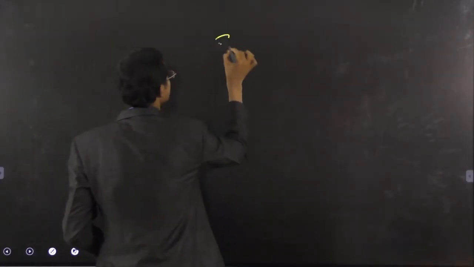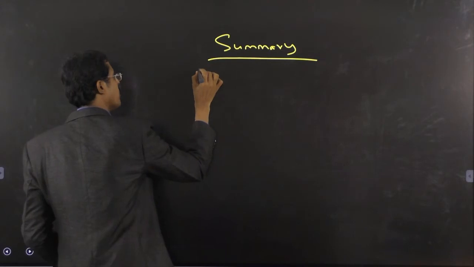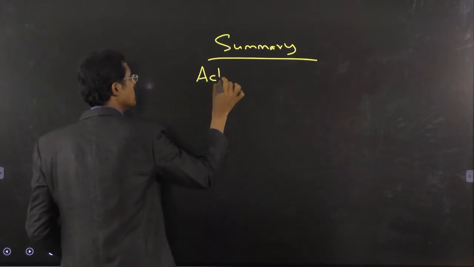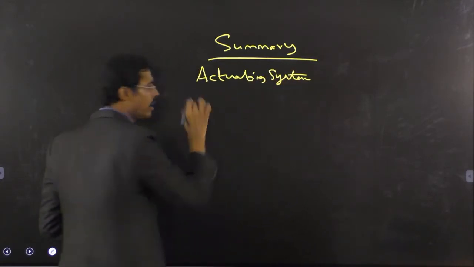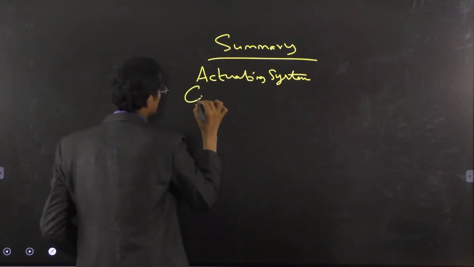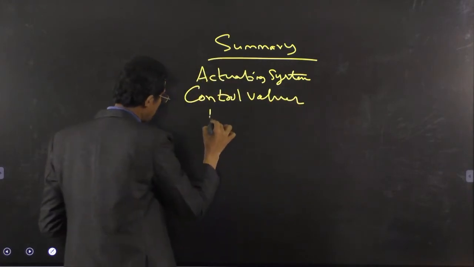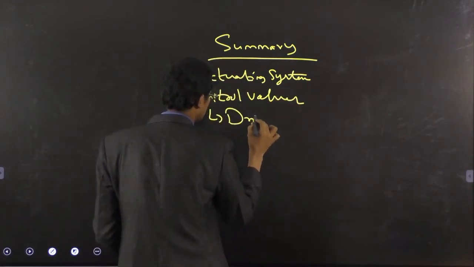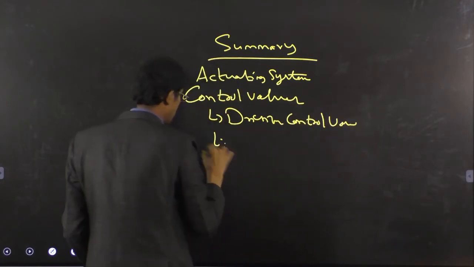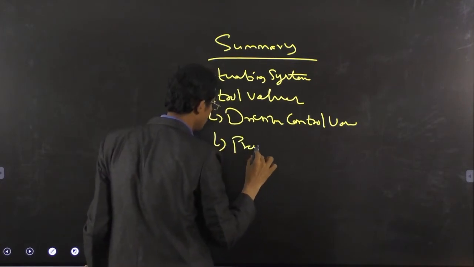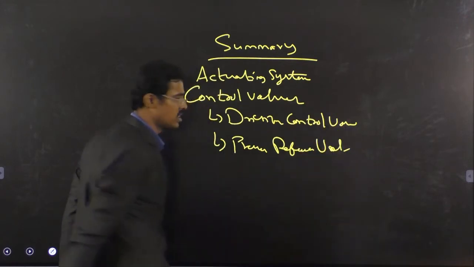The summary. In this class, regarding the actuating systems, we have seen about the control valves. In this we have seen about the direction control, and then the pressure control valves. We have seen direction control and pressure control conditions.